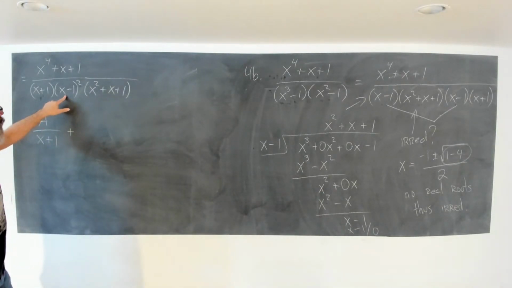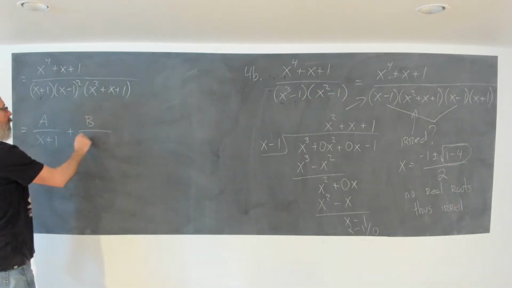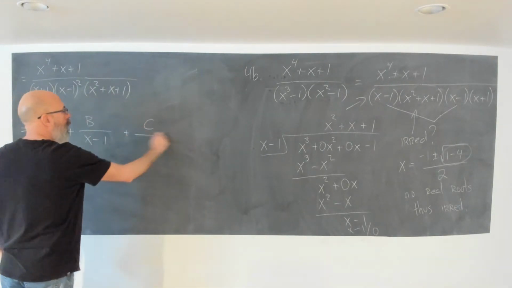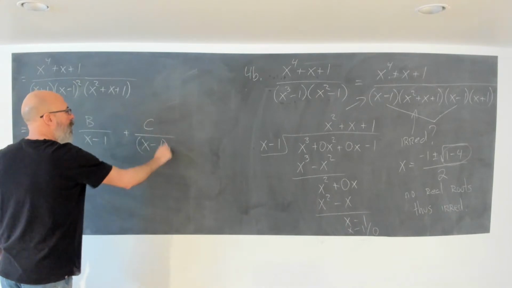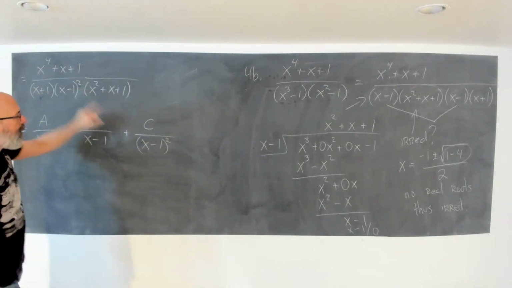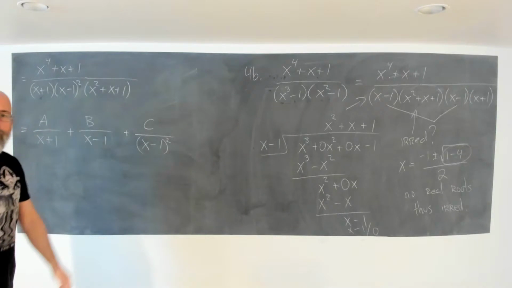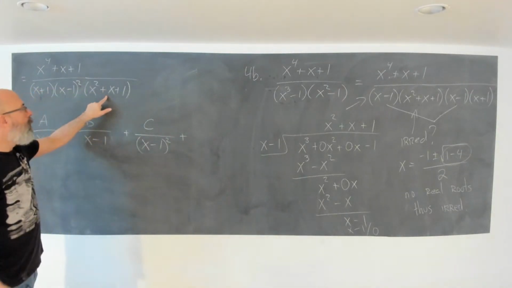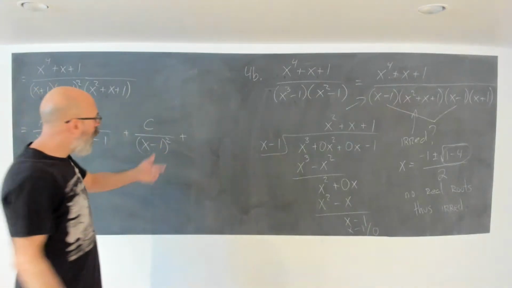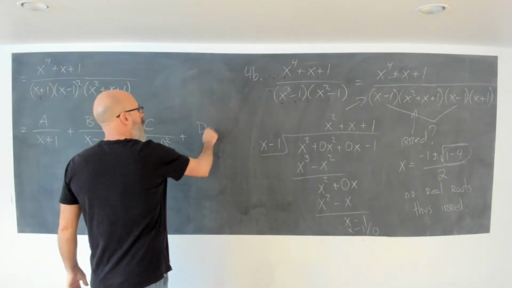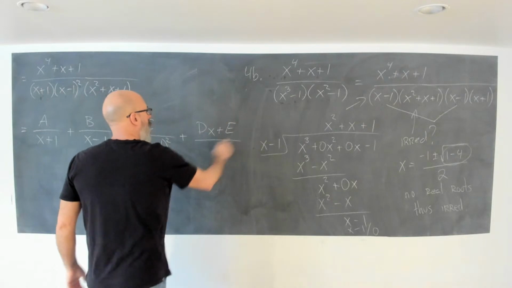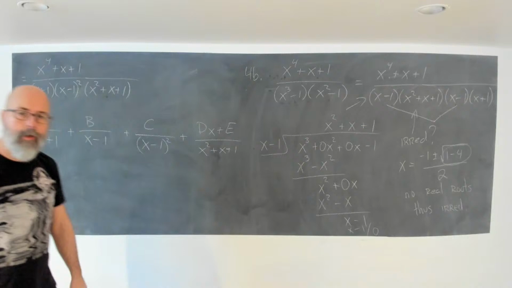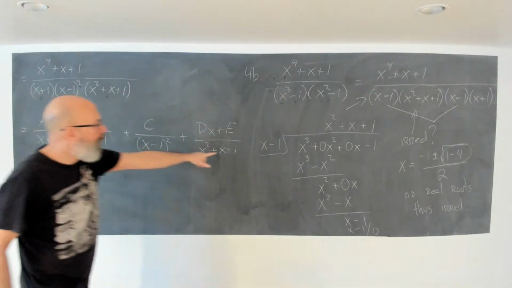Irreducible polynomial of degree 1, so we search for a polynomial of degree 0 on top. And you continue until you've exhausted the power. Well, at 2, the power is exhausted. Move on to the next irreducible polynomial, of degree 2. So search for a polynomial of degree 1 on top, dx plus e over x squared plus x plus 1. We would continue until the power is exhausted, but it already is.